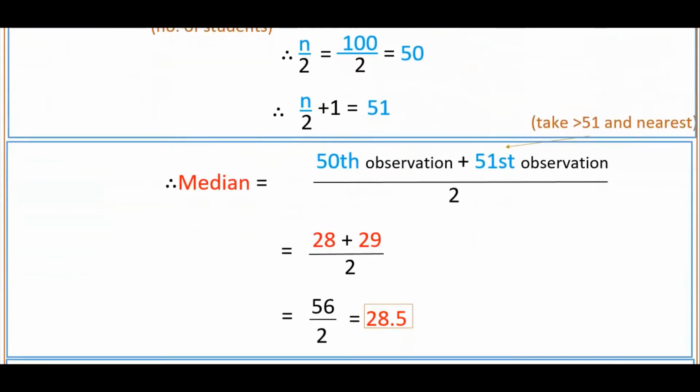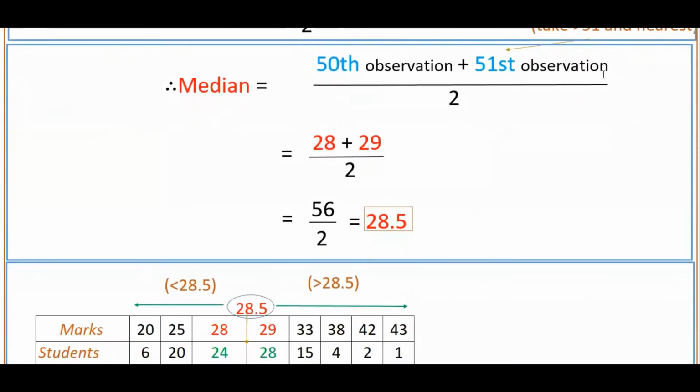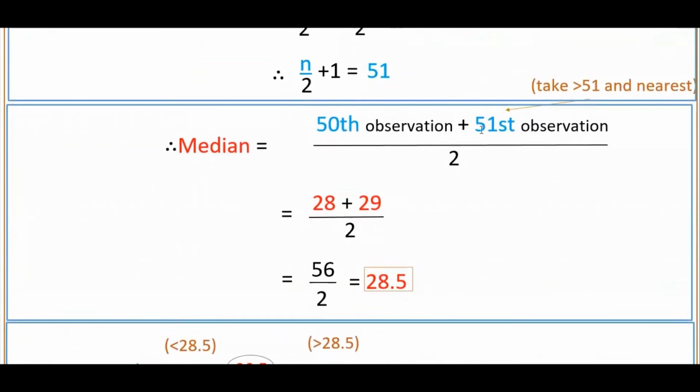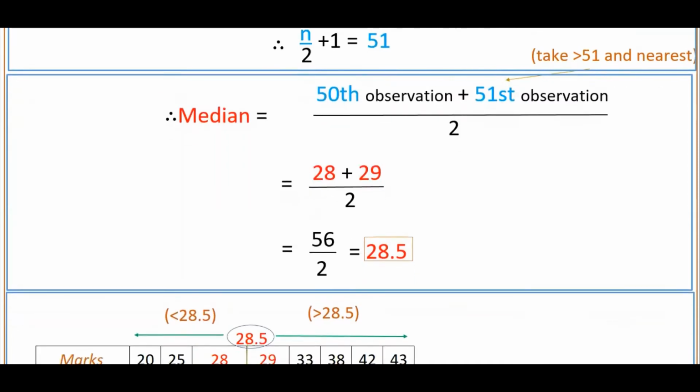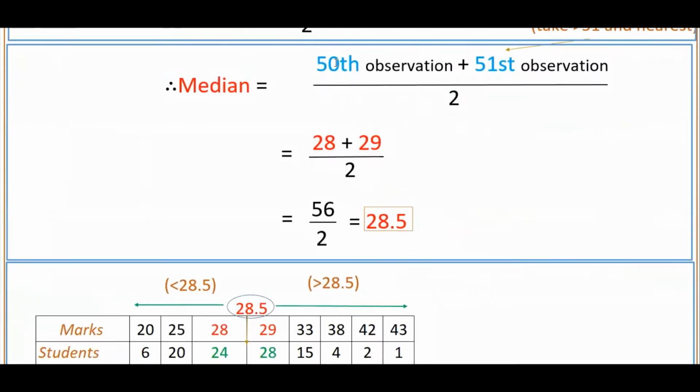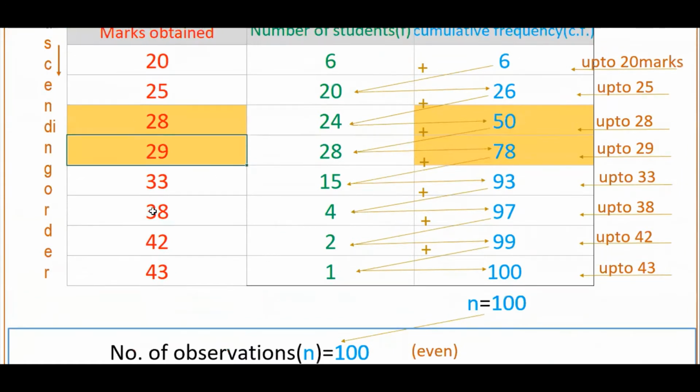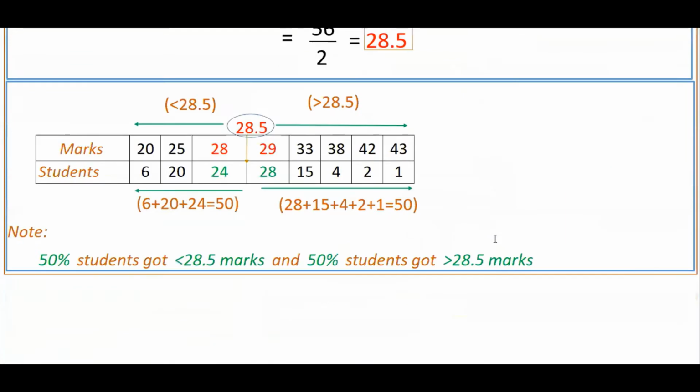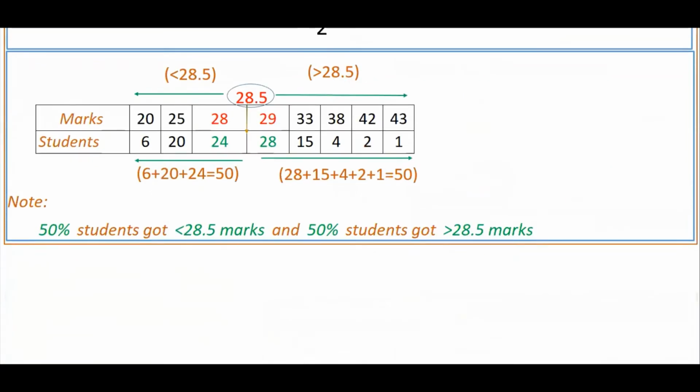So median is equal to the 50th observation plus the 51st observation by 2. For the 51st observation, you take greater than 51 and nearest, that is the 78th observation. So median is 28 plus 29 by 2, that is 57 by 2, that is 28.5 marks. So here the median is 28.5 marks. Out of these marks, 28.5 is the median.